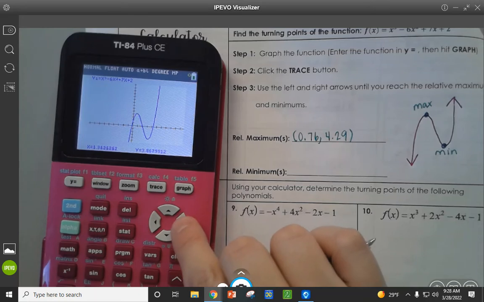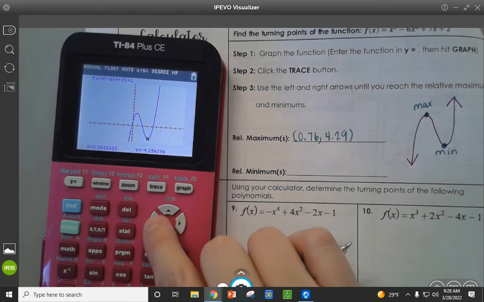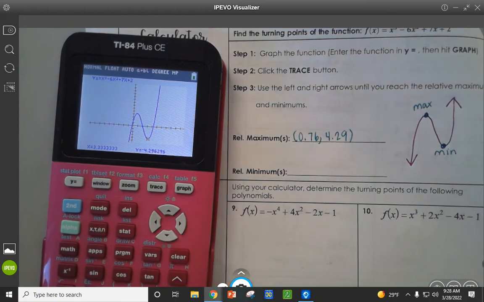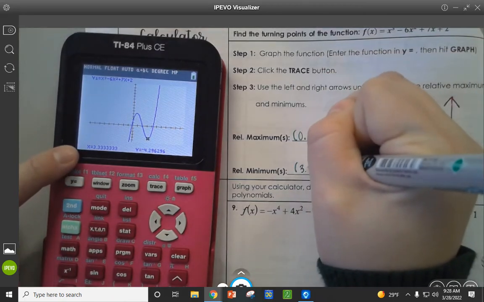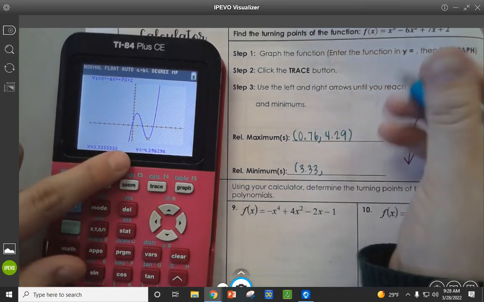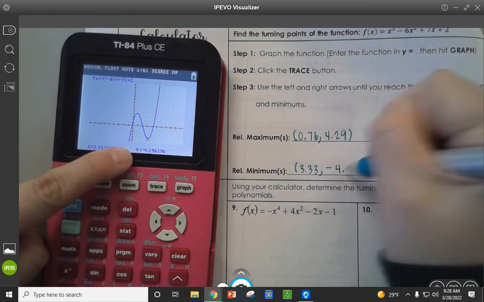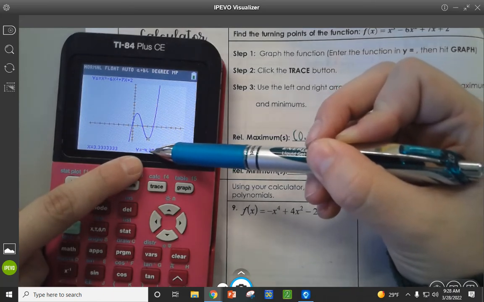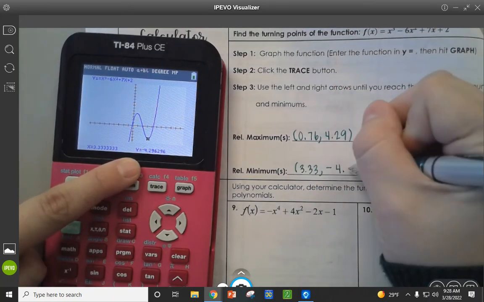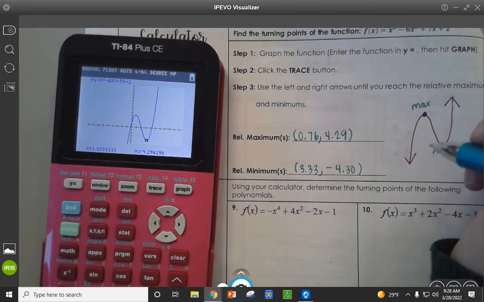And then I'm just going to use my right arrow to go on over and get the minimum, till I'm down in the valley. And this is the point 3.33, comma, negative 4. Now if I'm rounding 4.296, that would make the 9 go up. So I'm just going to put negative 4.30 because basically that 29 goes up to 30.